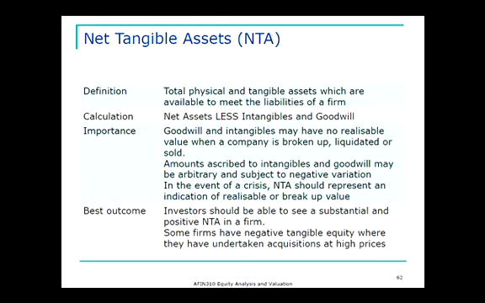Goodwill and intangibles are calculated as the amount on top of book value that a company pays when acquiring another company. It cannot be guaranteed that someone else will pay the same amount, and therefore we subtract it when calculating tangible assets. NTA can also be expressed on a per share basis by dividing by the number of shares.